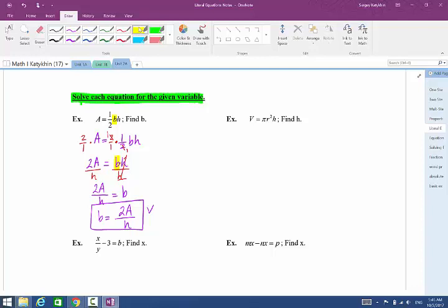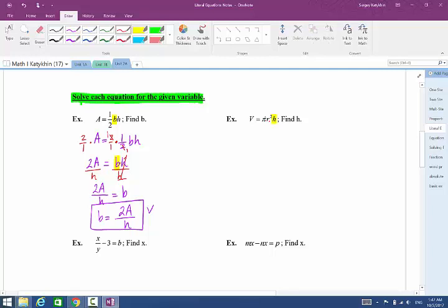Hopefully by now you had a chance to solve this on your own, but let's go ahead and look at it together. V is equal to pi r squared times h. This is the volume for a cylinder. So here they're asking find h. In other words, I would circle or highlight my variable I'm solving for. Now, what's keeping that variable from being all by itself? Well, it's being multiplied by pi, and it's being multiplied by r squared.